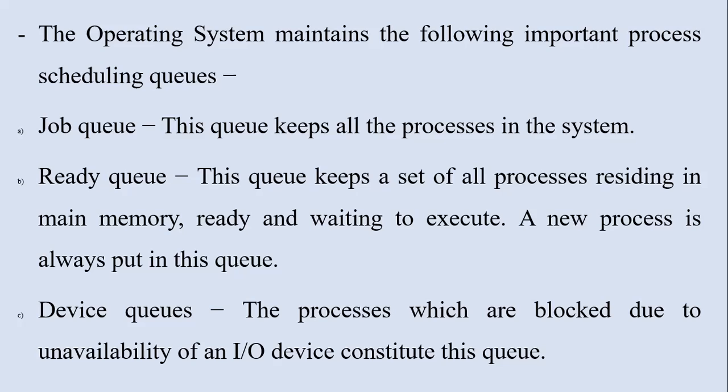The third queue is the device queues. The processes which are blocked due to unavailability of an input-output device constitute this queue. So this queue is not normally called the blocked queue. All the processes that have been blocked, instead of being placed in a blocked queue, are placed under the device queues because they are occupying memory and they are waiting for an input or an output event to occur. And that concerns making use of certain devices.